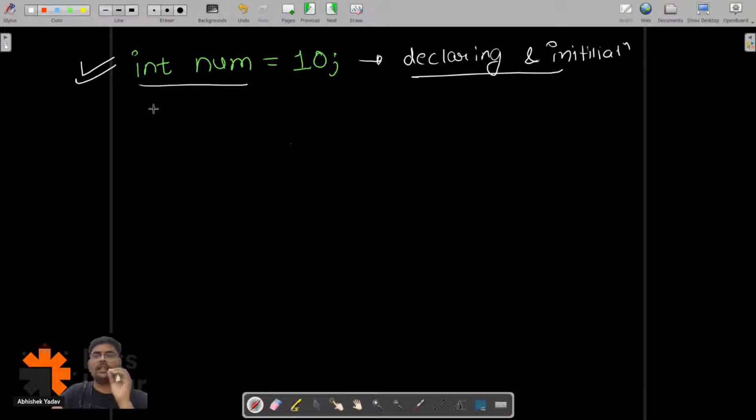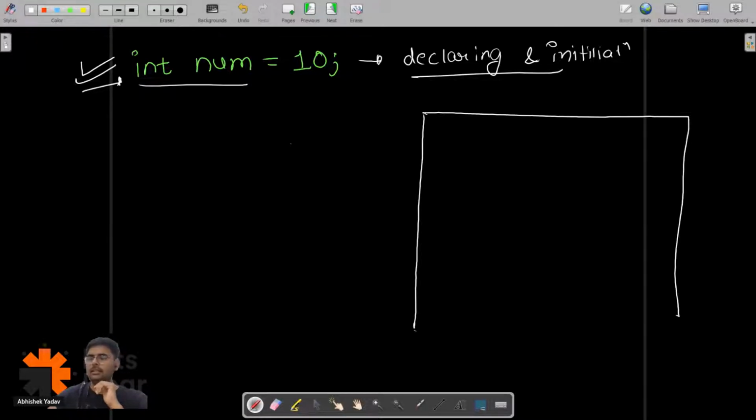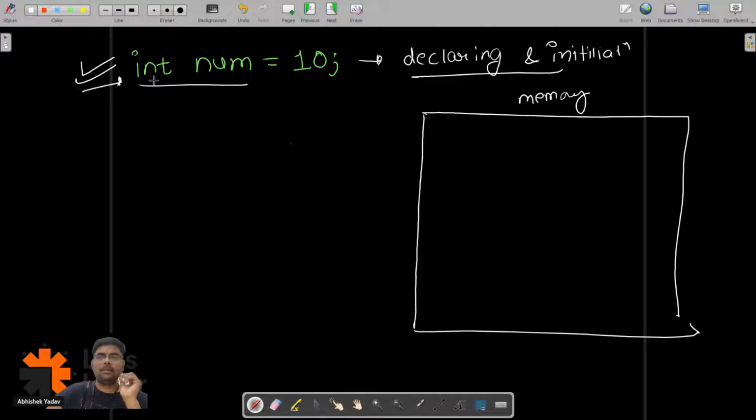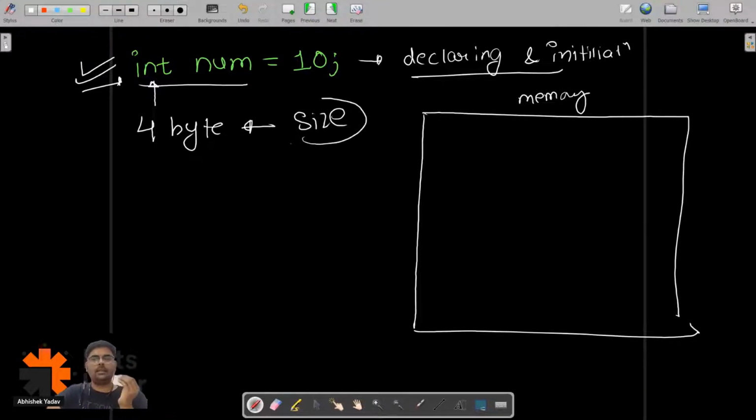So guys, what will happen behind the scenes? The moment this line gets executed, there will be a memory. Let's assume this is my computer memory. Inside this computer memory, here we are using the integer data type. That means integer occupies 4 bytes inside my computer memory. That is the first information I'm getting, about the size part.